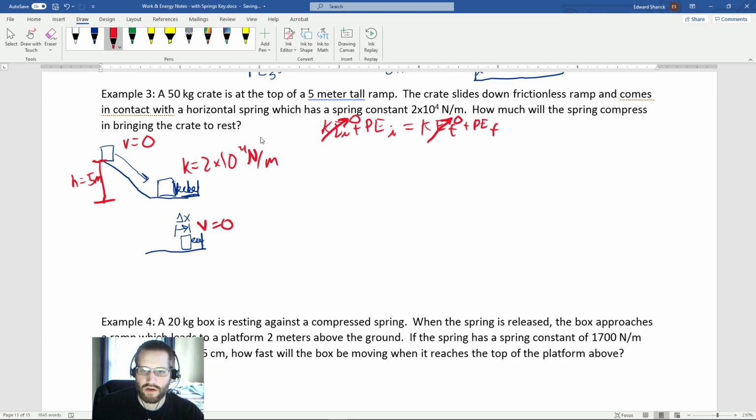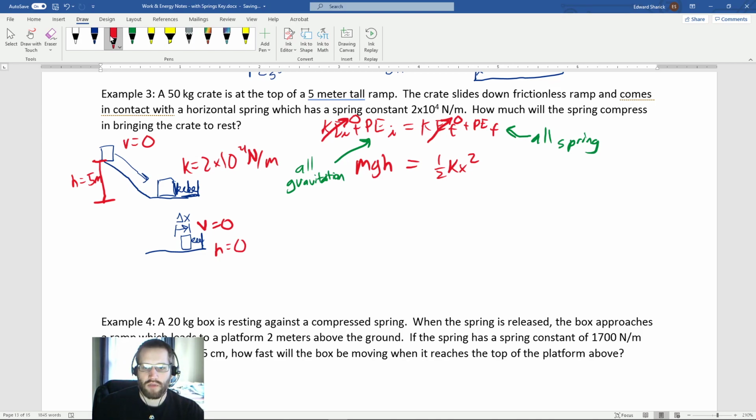So my initial potential energy is going to be mgh. It's all gravity, no spring potential. So this is all gravitational, and this is all spring. So I have mgh equals 1/2 kx squared. There's no gravitational potential energy here because my height is 0.